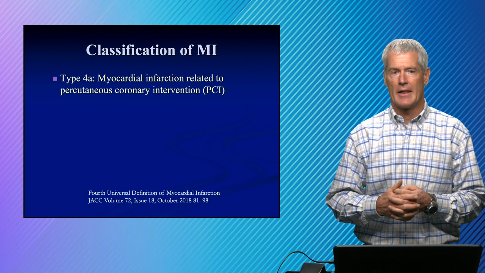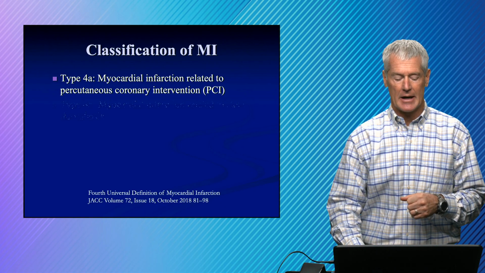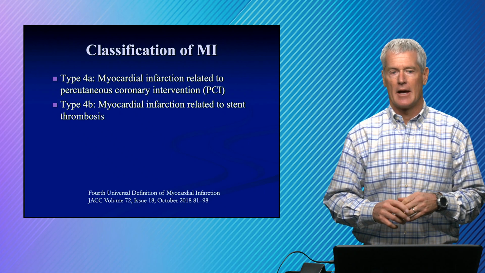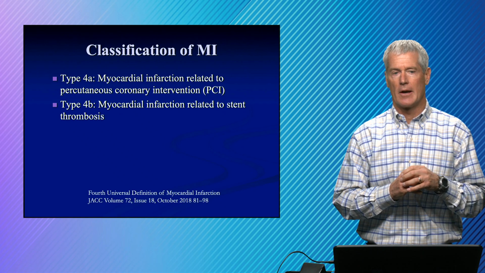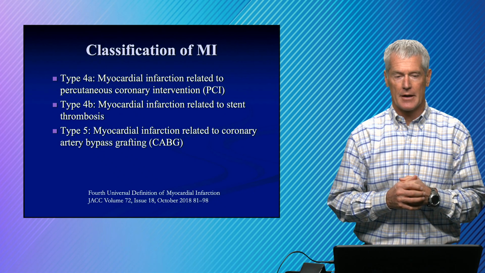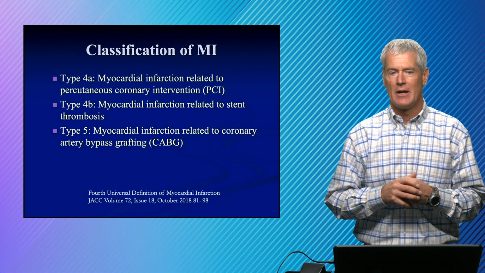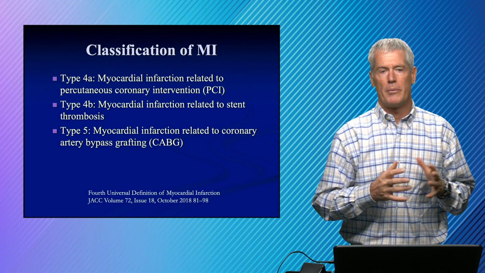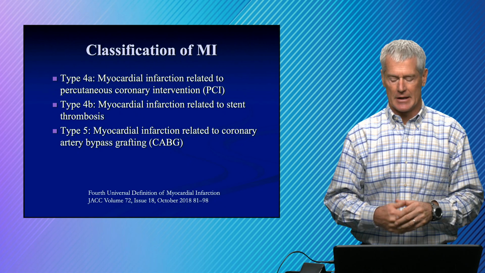So a type 4A would be when we have greater than 5 times the upper reference limit following a PCI. 4B would be when you put a stent in, and that is typically a metal stent that's keeping the coronary artery open for blood flow. And type 5 MI would be after a coronary artery bypass graft. Really, I think about type 4s and type 5s as post-surgical, and you can use that to see how good your surgical techniques are.